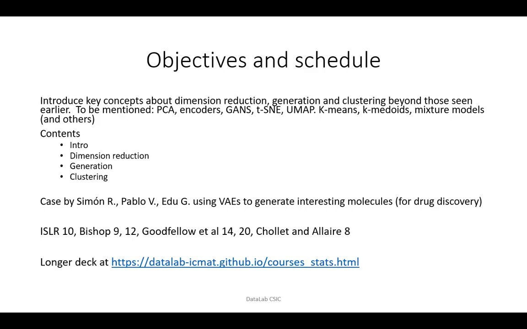But just to make an introduction, we'll mention at some point principal component analysis, encoders, generative adversarial networks, t-SNE, UMAP, k-means, and mixture models, and I think maybe some others, right? As usual, I'll give a brief conceptual introduction, and then Simon or Pablo and Eduardo will introduce a project in which they use what is called variational autoencoders. So that's a sort of advanced version of encoders that we'll describe in a minute to generate interesting molecules for drug discovery. So they use these models to suggest new molecules that then can be tested in the lab.